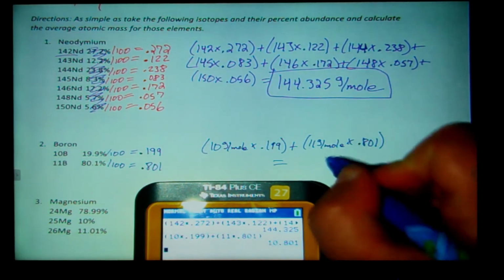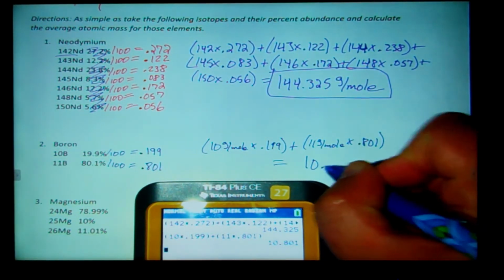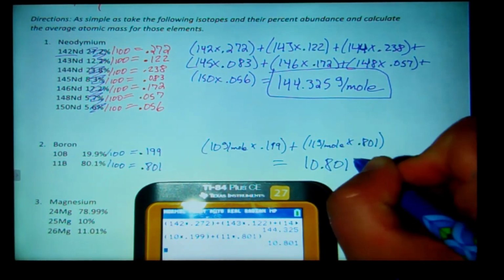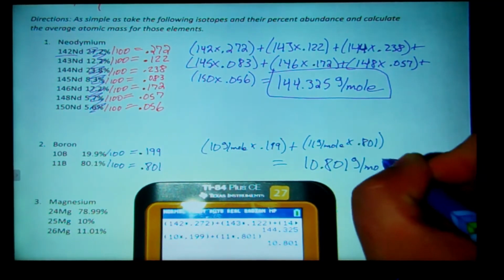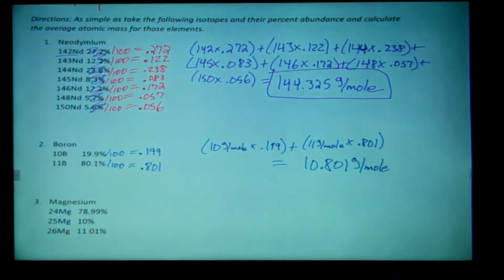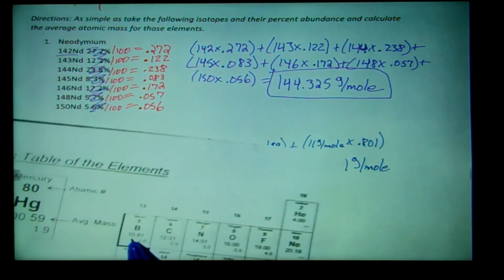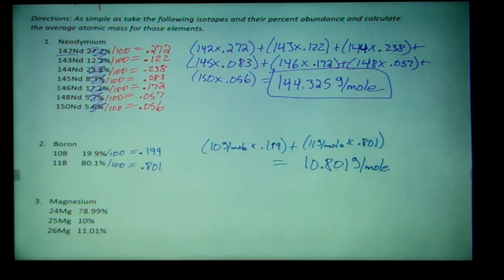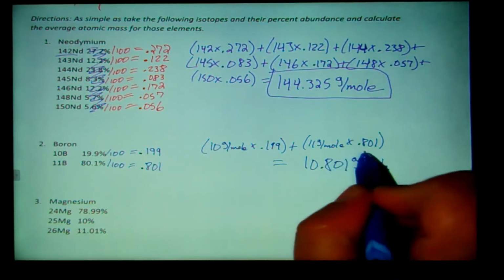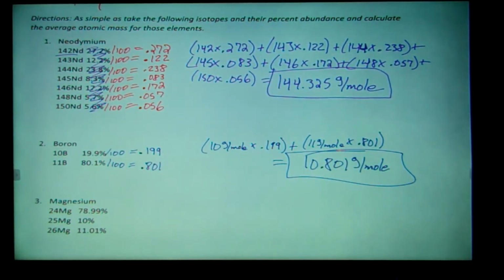To get 10.801 grams per mole. See, this is what I'm saying. That 10.8, it's much closer to 11 than it is to 10. That's another way of checking ourselves. If we look on boron on our periodic table, we get 10.81, which is a good thing. So I feel pretty confident in that answer.